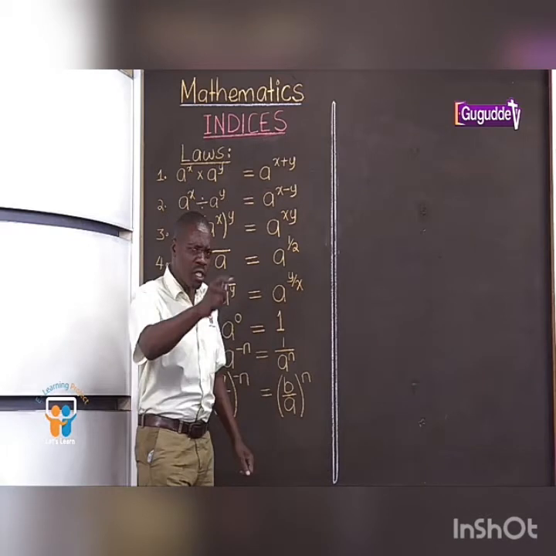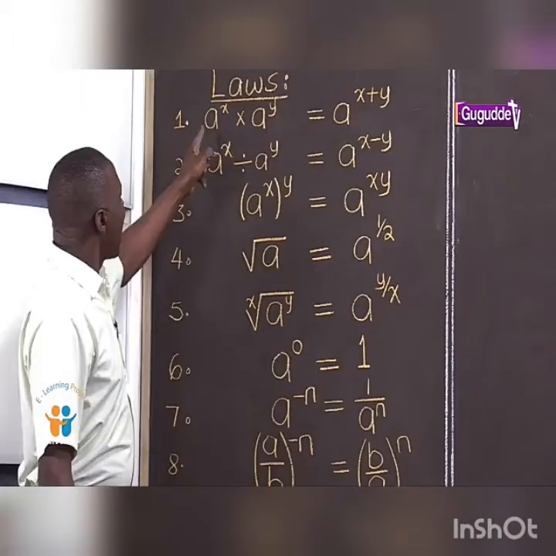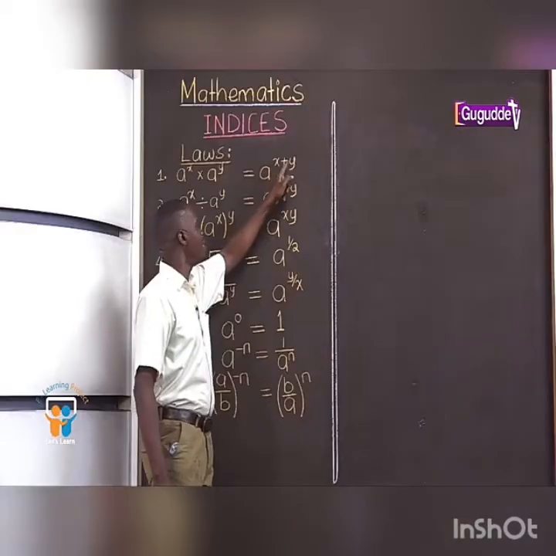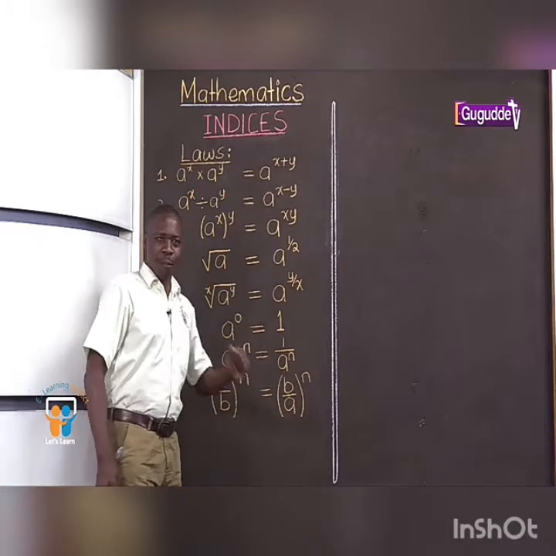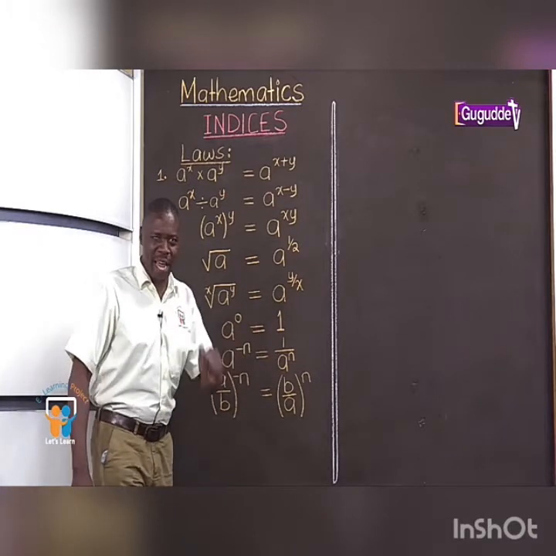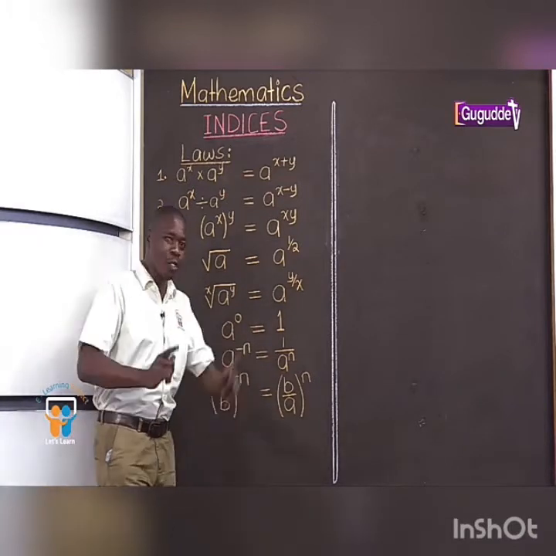These are the rules. Rule number 1 says, a to the power x times a to the power y. In other words, when the bases are the same and you are multiplying, simply add the powers. You will have a to the power x plus y. We are going to handle these laws one by one.